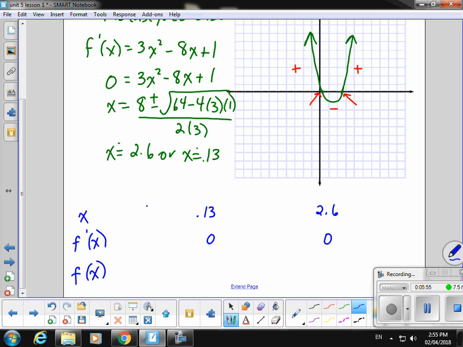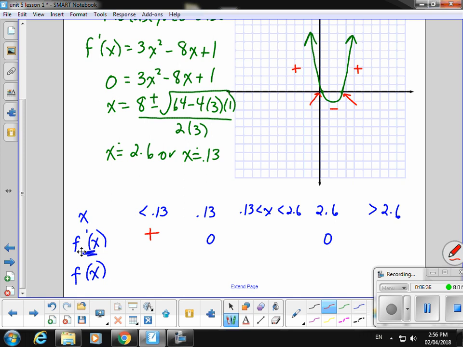So I want to look in the intervals to the left of 0.13, in the interval between 0.13 and 2.6, at 2.6, we already talked about that, and to the right of 2.6. So if I have a value of less than 0.13, I am substituting that value into the derivative function. And I could use a calculator, I could do it in my head if I wish, but all I want to know is the sign of the resultant. And if I put that into the derivative function, I get a positive value.